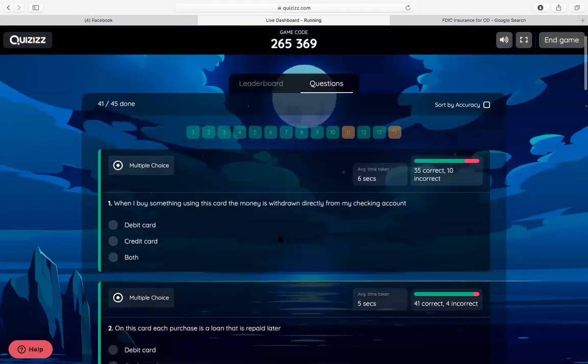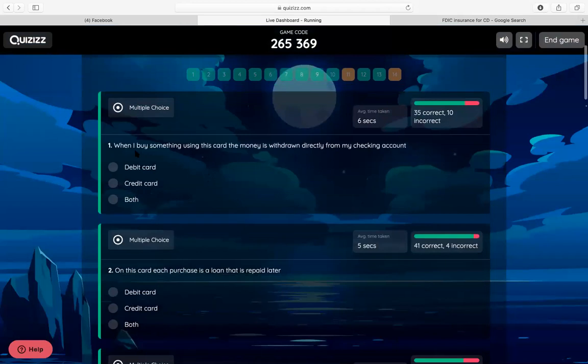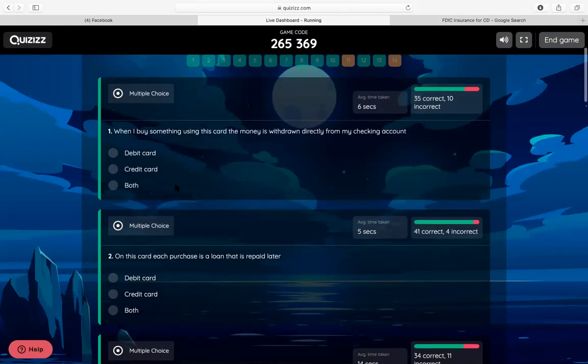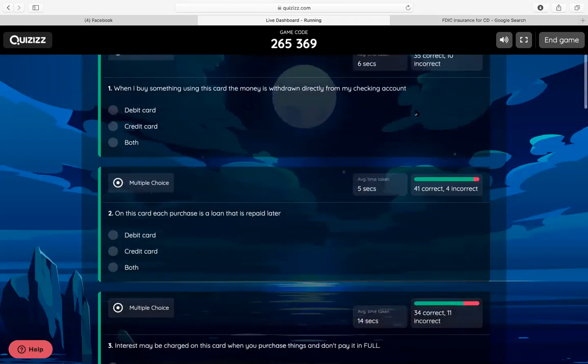So let's go through it really quick. When I buy something using this card, money is withdrawn directly from my checking account, and the answer is debit card, okay? The credit card is a loan. It doesn't come from your checking account. A lot of people got that wrong.